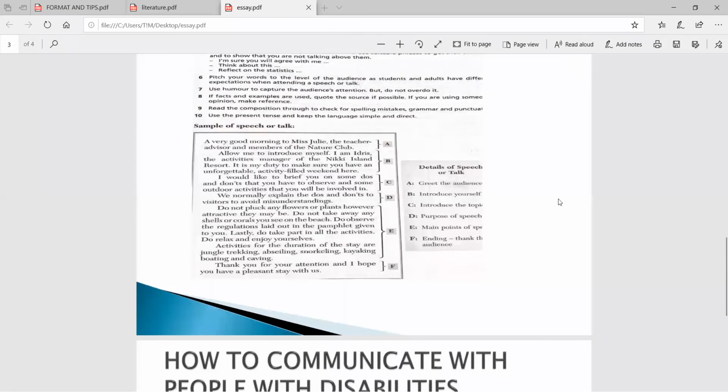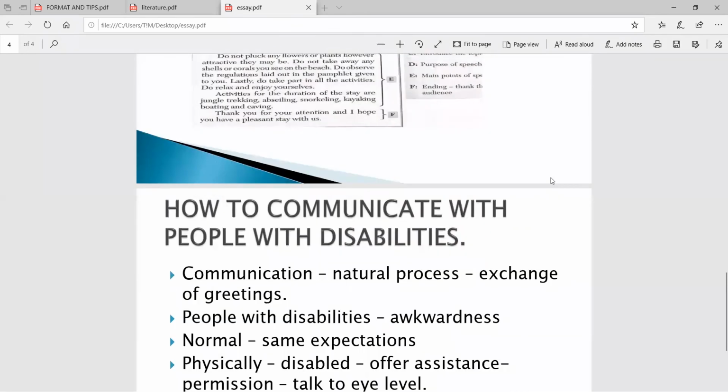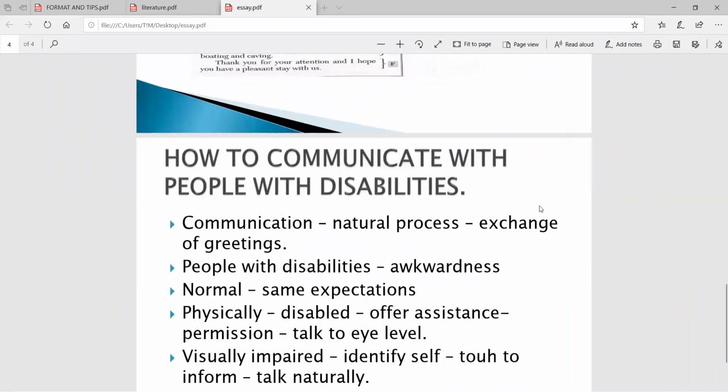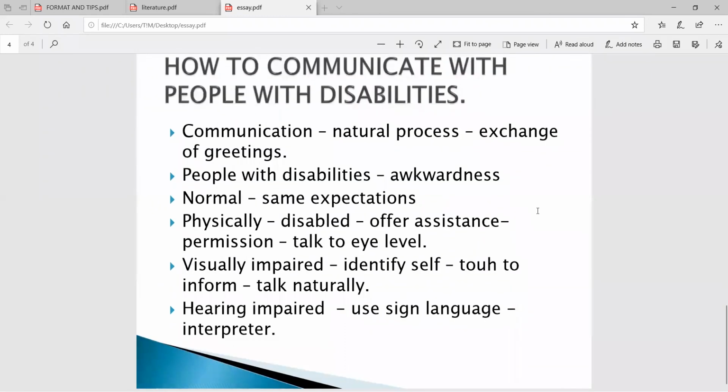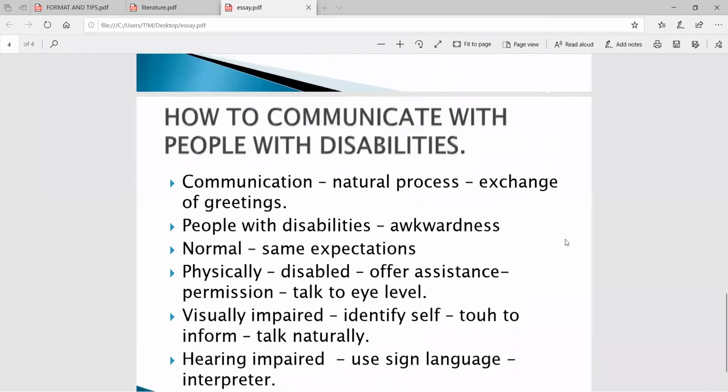So we move on to the next. We're going to do a speech or talk on how to communicate with people with disabilities. Okay, what do you understand by people with disabilities?